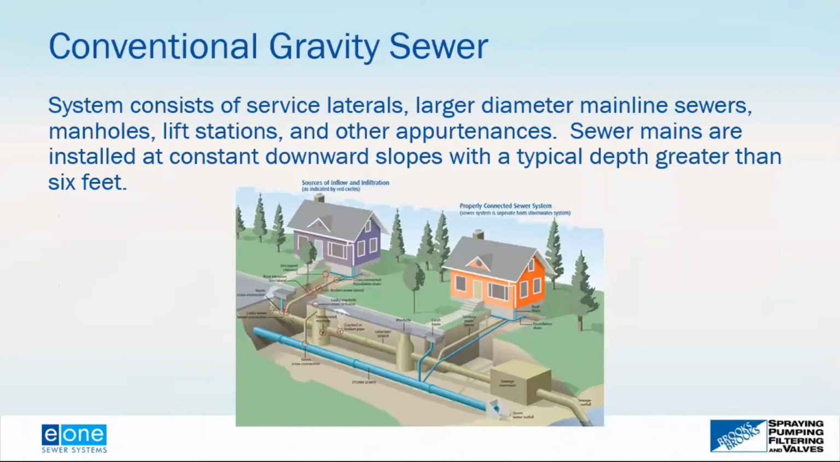Just a real quick recap. We're focusing on, as we did in the first two parts, conventional gravity sewer, which consists of the service laterals, larger diameter mainline sewers, manholes, lift stations, and other appurtenances in the streets, where the sewers are designed and installed at a constant downward slope so that the wastewater is conveyed from the source to the wastewater treatment facility, primarily using gravity as the prime mover.